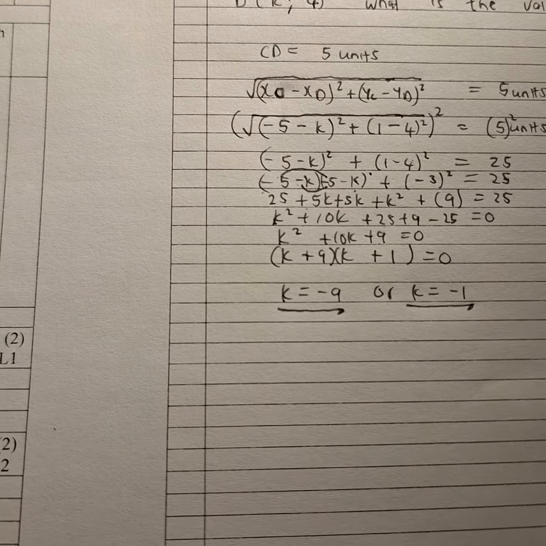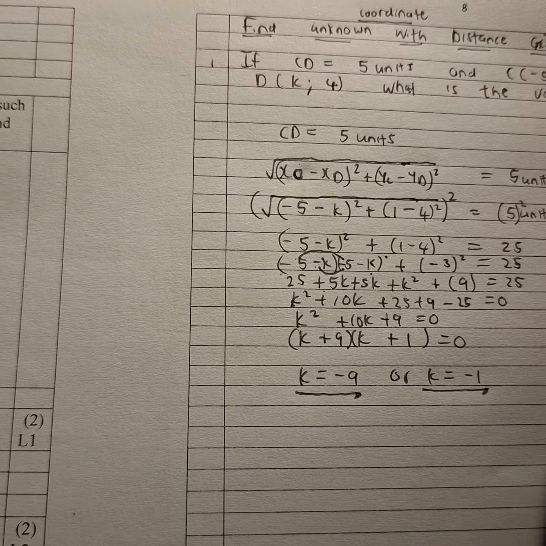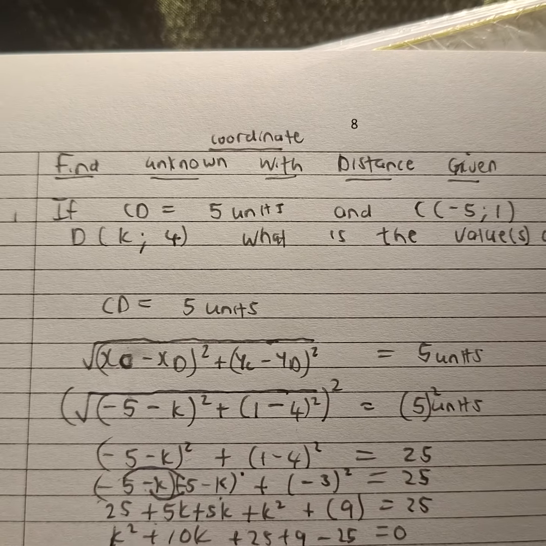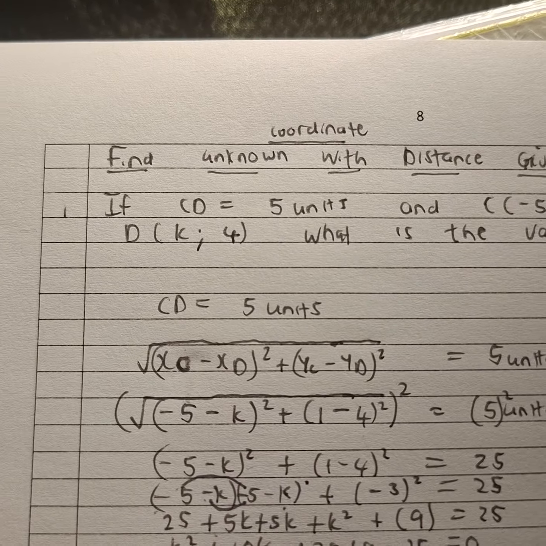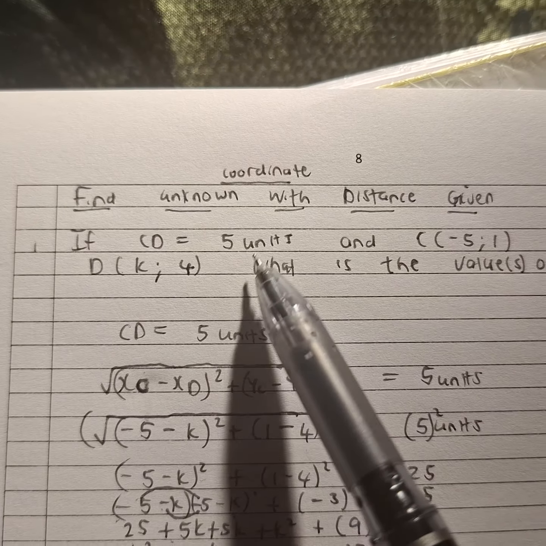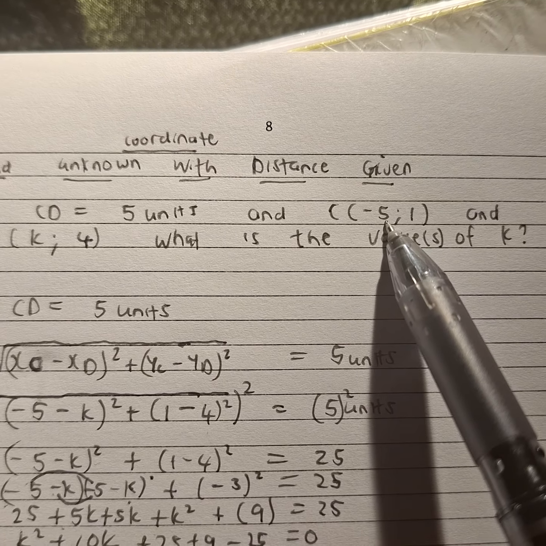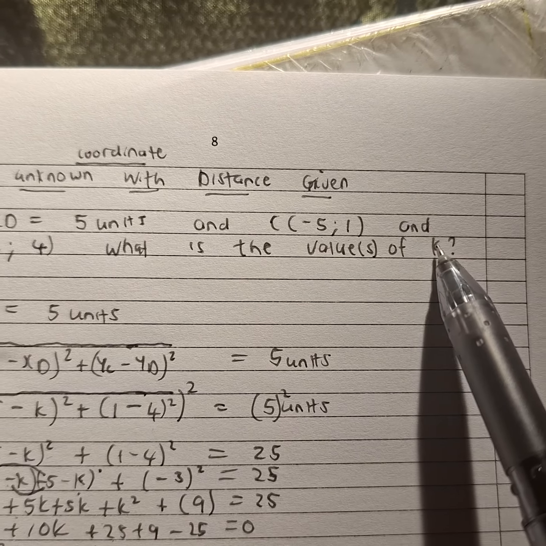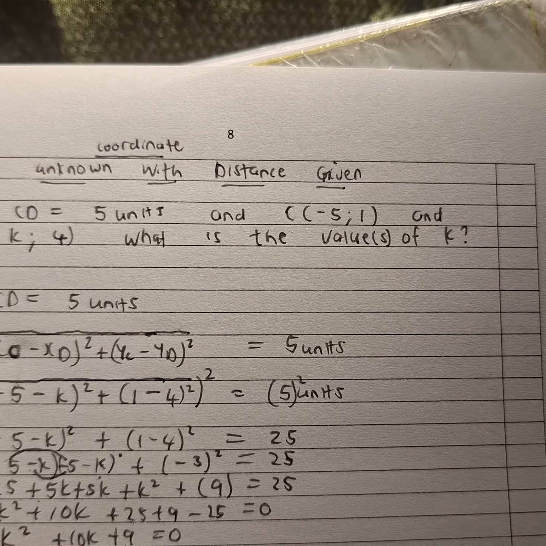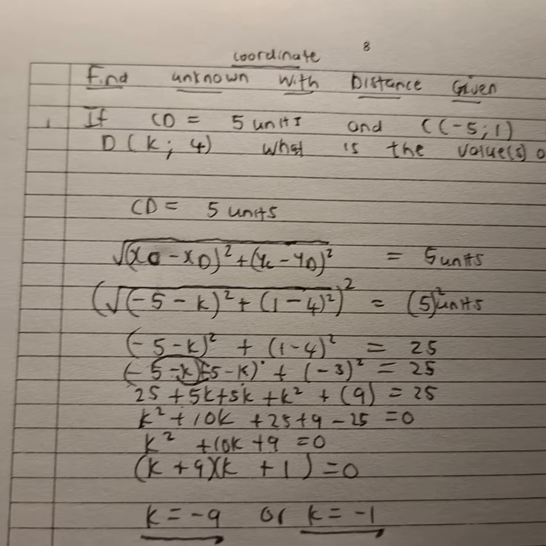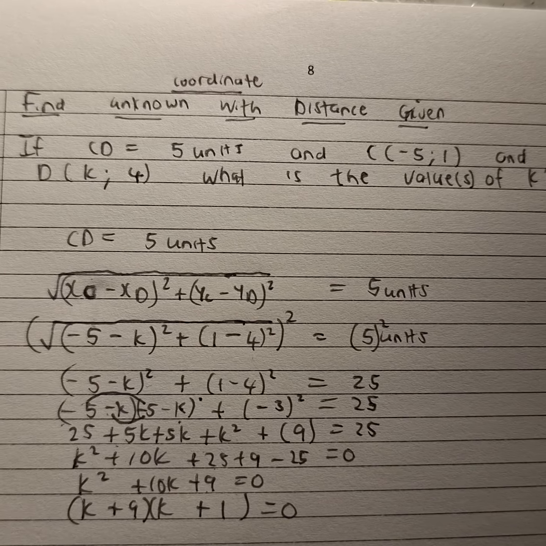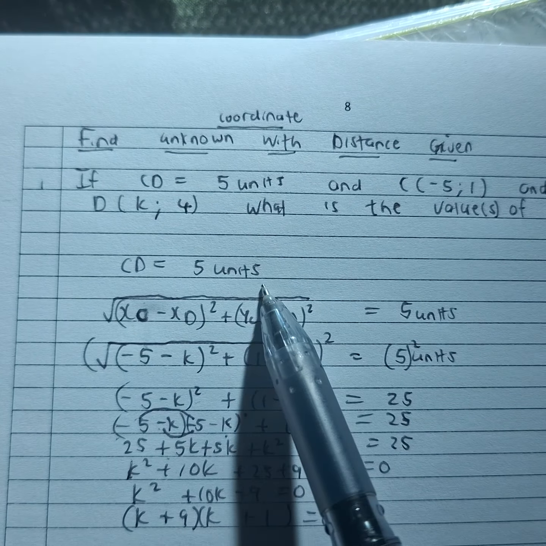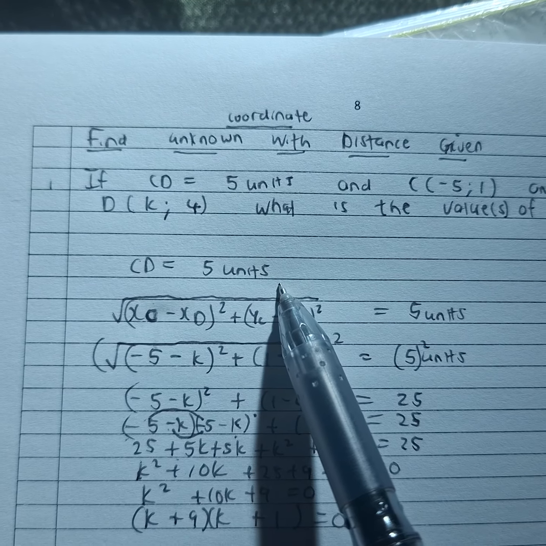Two answers here. Sorry guys, that's what the question usually says: what are the possible values of k? Okay, so I'm just going to reread this question. If CD is equal to 5 units, and C is (negative 5, 1), and D is (k, 4), what are the possible values of k? That's how the question is usually phrased. So what we initially do is we take CD. We know it's 5 units. The distance has been given to us.